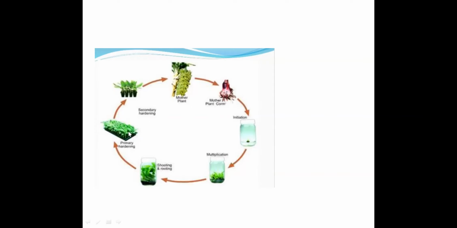Primary hardening, which you do in the laboratory itself, but you grow it in very, very small plastic cups, providing the environmental condition to acclimatize it to grow in soil. And then you go in for secondary hardening in a next range of size of flower pots, and then into the field. This is the cycle of micropropagation.